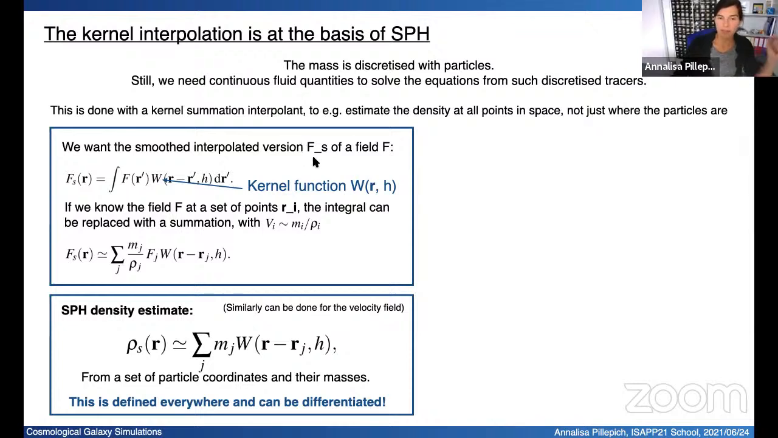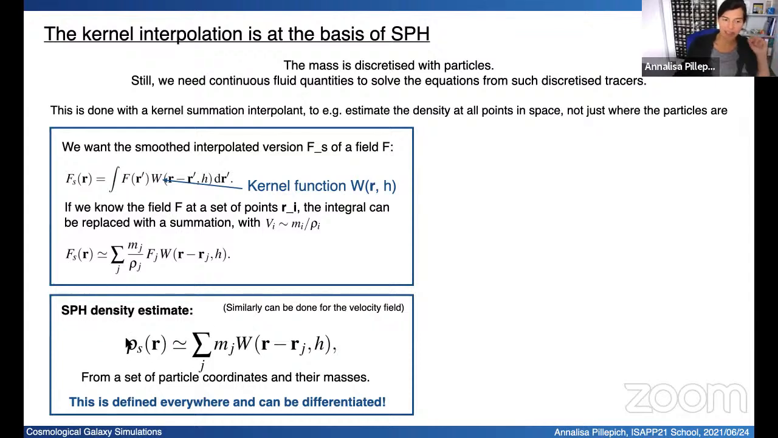But say we want the field at any point, but we can only get it in a smooth fashion. And so we want the smooth interpolated version of a field. And this is an integral of the field as sampled by, say, the particles with a kernel function. If we know the field at any given set of points, the integral can be replaced with a summation as indicated here. And the key point is the kernel function. And here on the bottom is just the translation of this for the case of density.